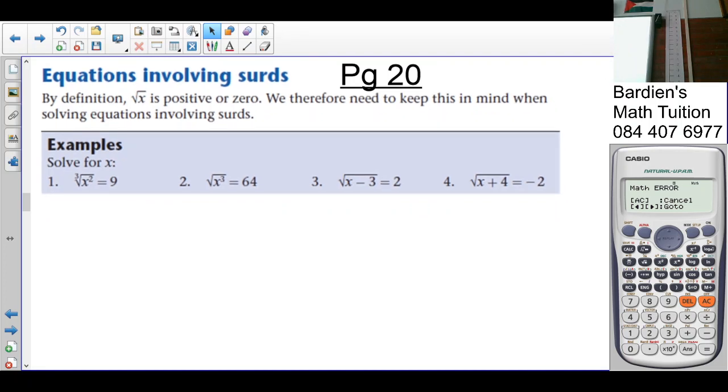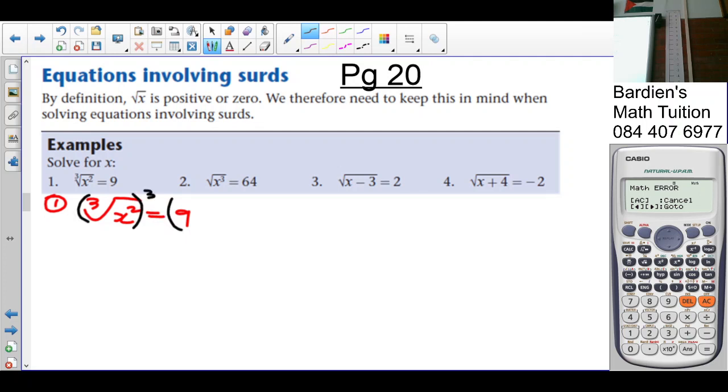So, the first one. Now we're going to solve the first one. We're going to cube both sides, not so? So the cube and cube root cancel, so x squared is equal to 9 cubed. Is 729, I think. Is that correct? Yes. Now what do I do? Do I introduce a square root? What must I not forget? Plus minus. So x is equal to plus minus 27.